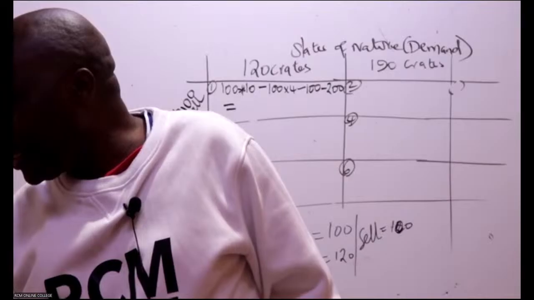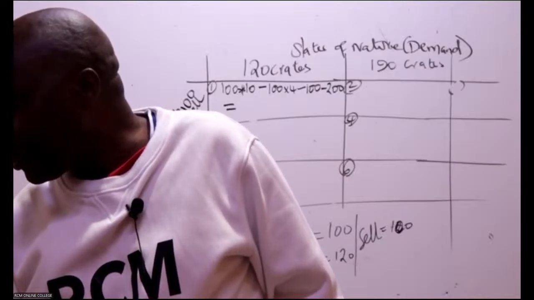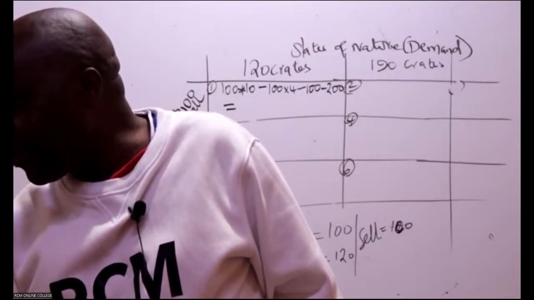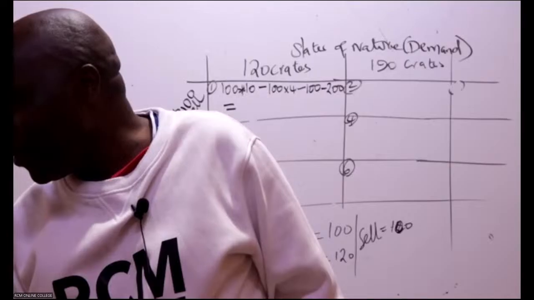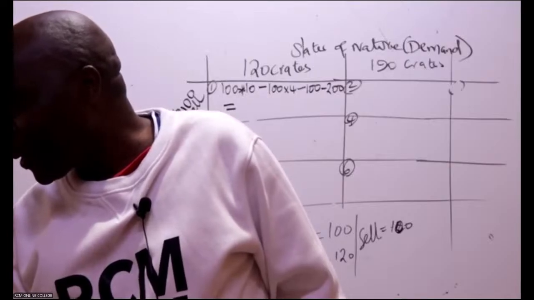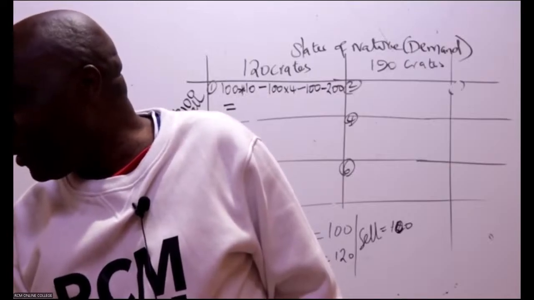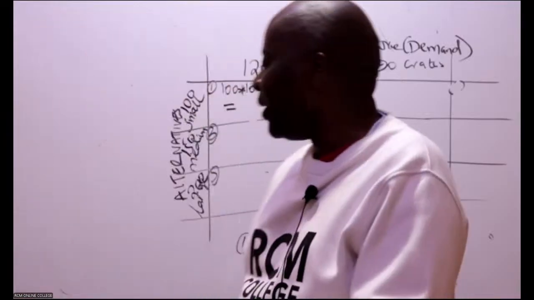Oh, small van is 300. Small van, what is the depreciation for the small van? Depreciation charged would be 200 per period for the small, 300 for medium. I'm now dealing with a small van. Oh, you're giving me the final answer, right? They're giving me the profit is 300.